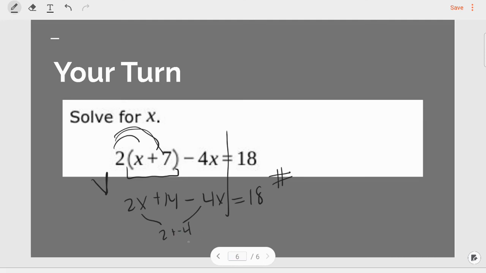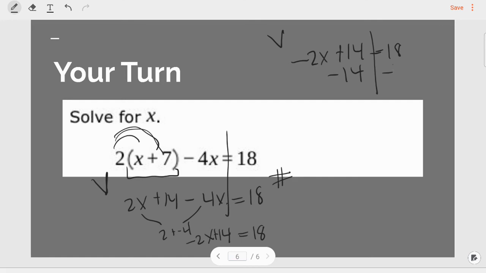So I have left over negative 2x plus 14 equals 18. I'm going to rewrite that. I ran out of room. This is my variable side.